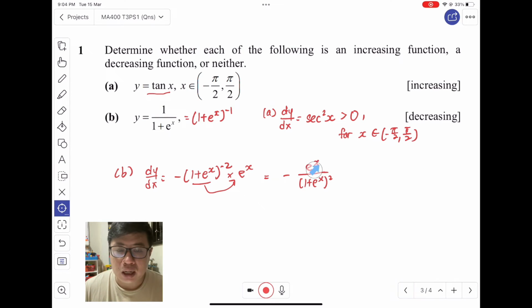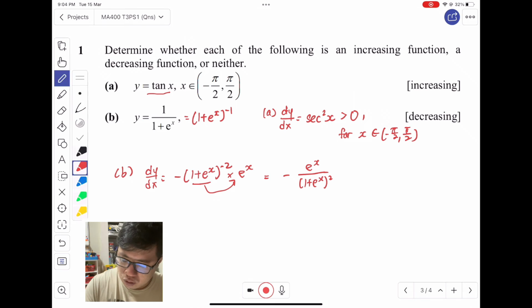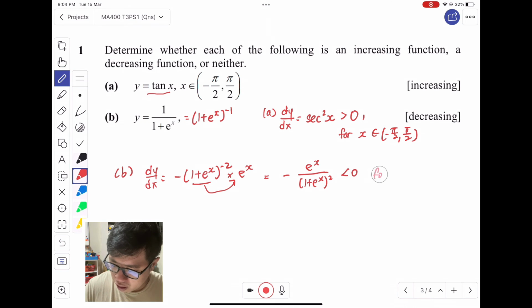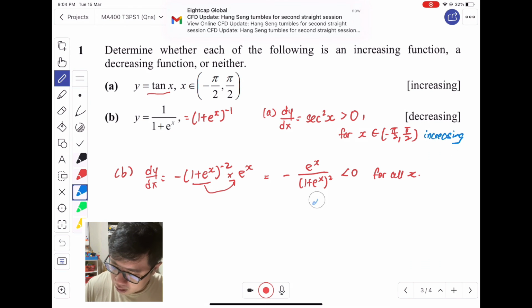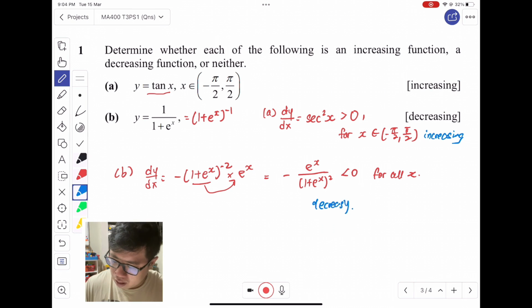and you can indeed see that because e^x is always positive, and below, the denominator is a square function. Now the denominator is 1 plus e^x, the whole bracket to the power of 2, and this is also positive for all x. Now the entire fraction here is positive, so negative of a positive function is basically less than 0 for all x. Okay, so we can conclude that A is increasing, and therefore B is decreasing. Okay, thank you.